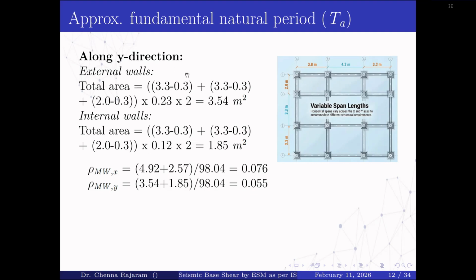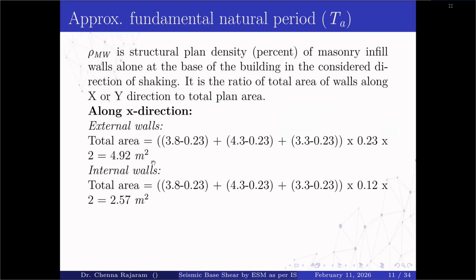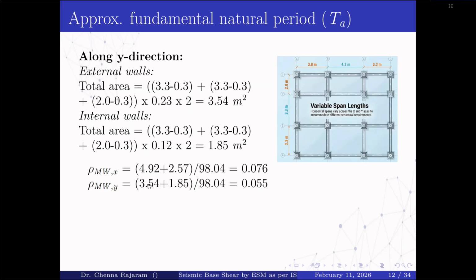After calculating the rho MV along the x direction and y direction, you have to take the ratio. That is rho MV along the x direction: 4.92 plus 2.57, that is the total wall area, divided by 98.04, that is the total area, which is equal to 0.076. Similarly, along the y direction, 3.54 plus 1.85 divided by 98.04, which is equal to 0.055.